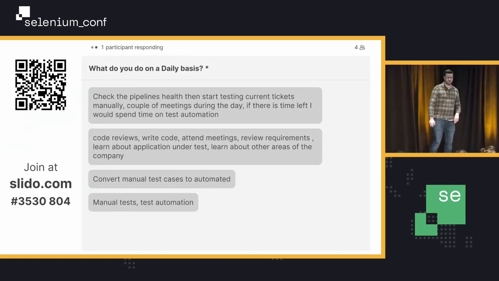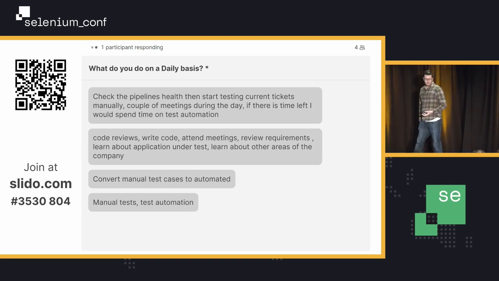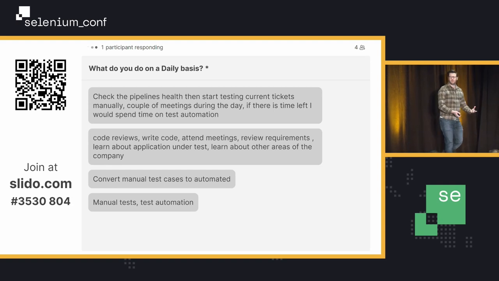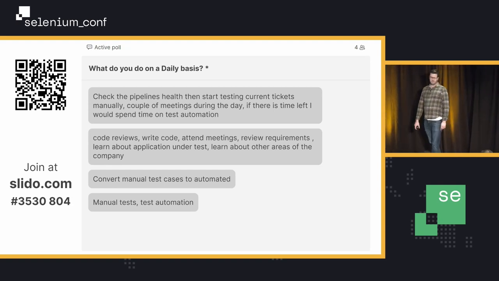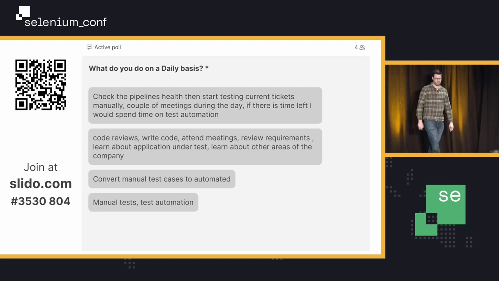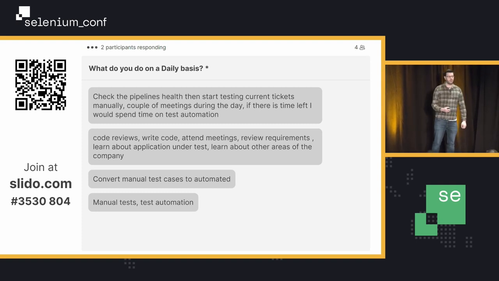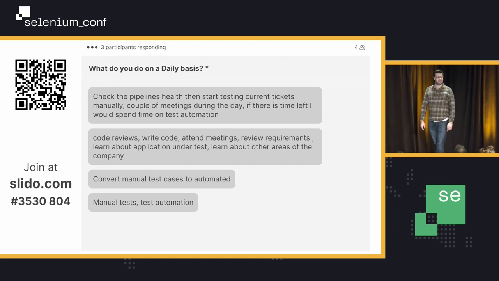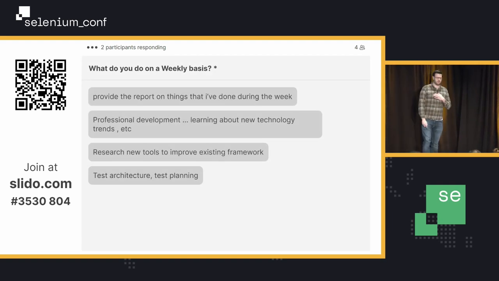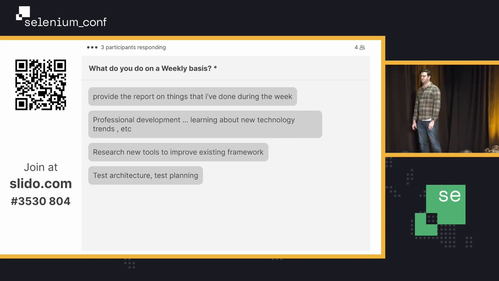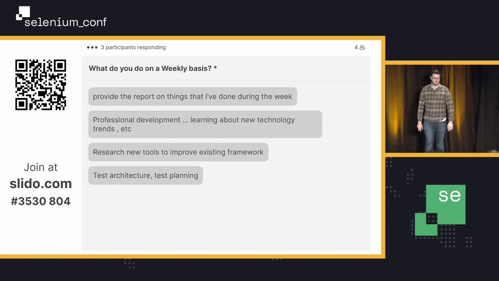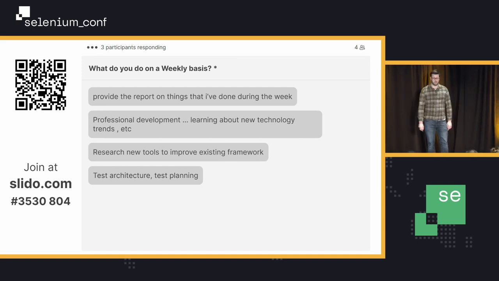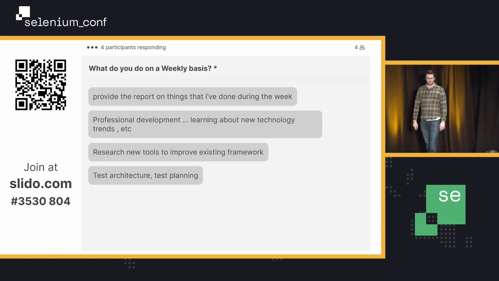So just looking at the daily basis, I can see things like talking about pipelines, meetings, engaging with people, talking to people about automation. I can see some mentions here like code reviews, reviewing requirements, learning about the application under test, learning about the system that you are automating. That's not tools necessarily. Reporting, communicating, professional development, keeping up to date with the latest tools. Architecture, planning, and researching new tools again. Thank you very much to all of you that added, by the way. I really appreciate it. I know it's a little scary sometimes, but I do appreciate it.